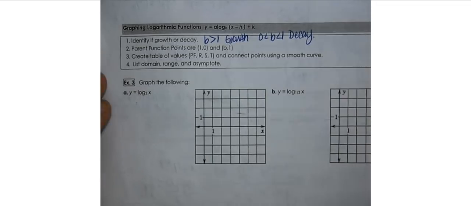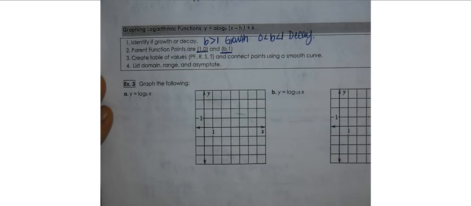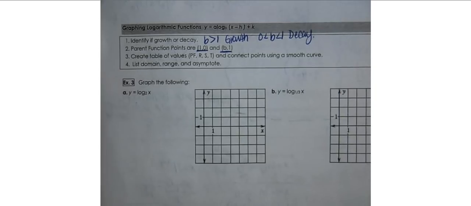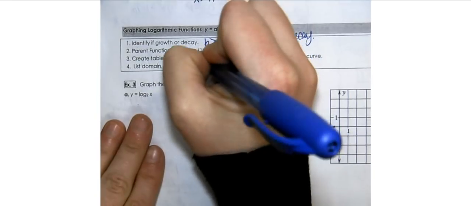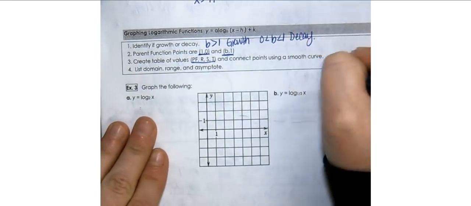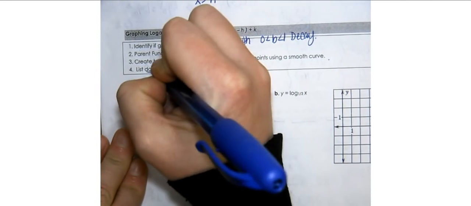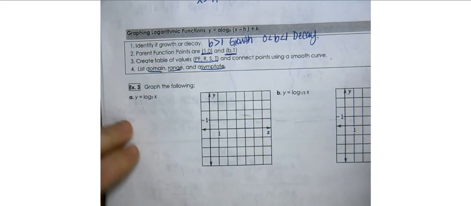Next, we're going to be working with the parent function ordered pairs. Sorry, excuse me, (1, 0) and (b, 1). So we're going to be switching those around, (1, 0), (b, 1). Then we're going to create our table of values using our points and connect using a smooth curve. We're going to list our domain, range, and our asymptote as well.